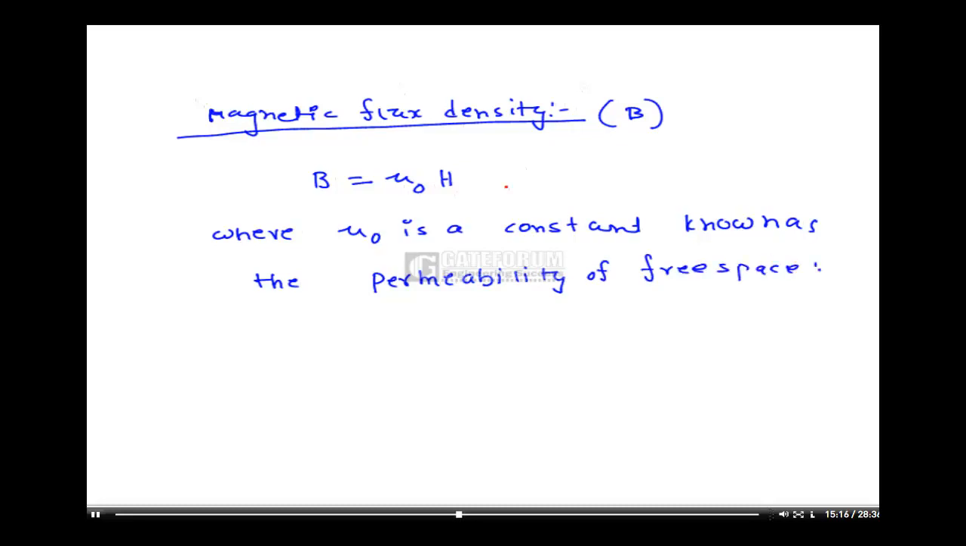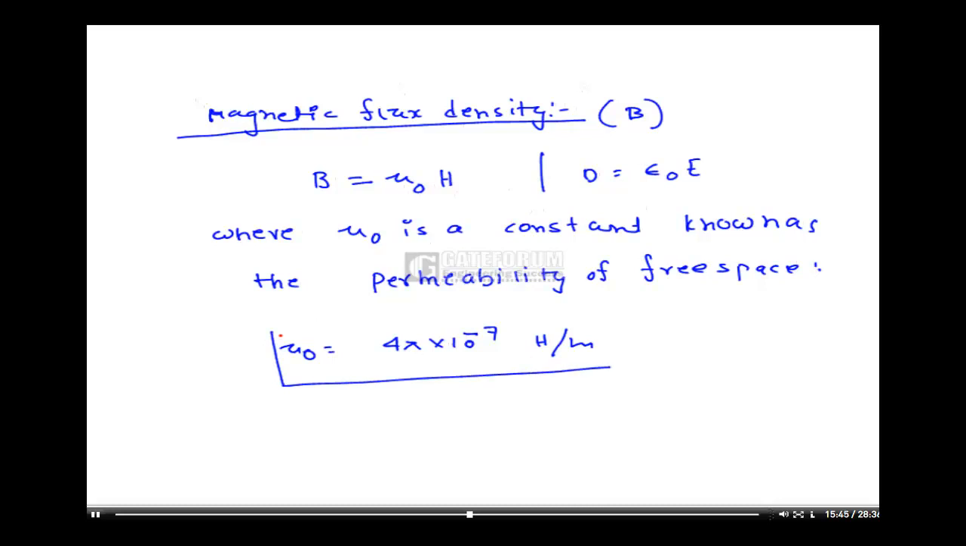If you compare this equation with the electrostatic field, electric flux density is given by epsilon naught E. So the magnetic field is analogous to the electric field, where epsilon naught is permittivity. Here mu naught is a constant known as the permeability of free space. The value is a constant, 4 pi into 10 power minus 7 Henry per meter. This is the unit of mu naught.